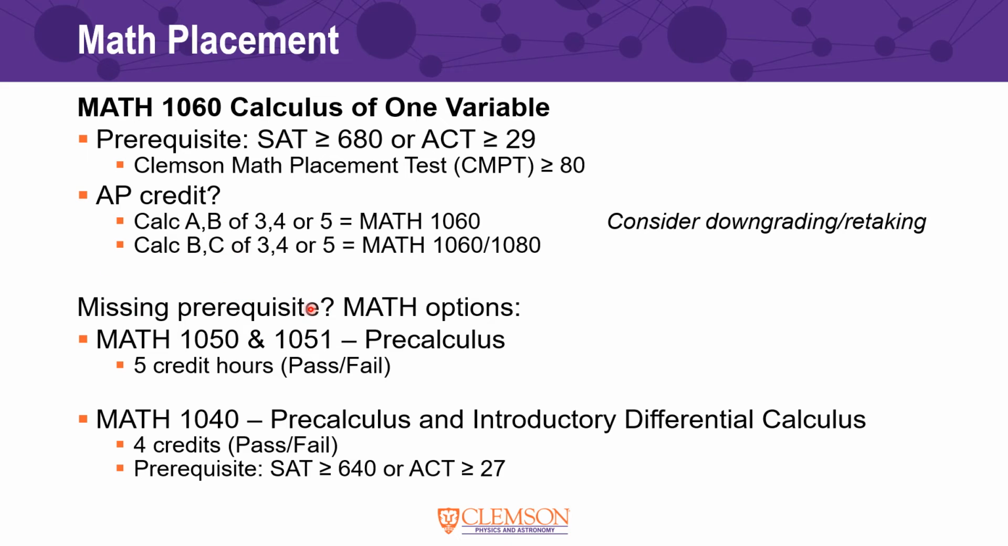Now, some of you may be missing the prerequisite, so there are options for you to move forward such that you're off perhaps by 1 semester, and that's perfectly fine. A large fraction of our majors do that. So if you're missing the prerequisites for Math 1060, then one option is to take Math 1050 and Math 1051. This is pre-calculus. And this is 5 credit hours of pass-fail. This is to prepare you to move on into Math 1060.